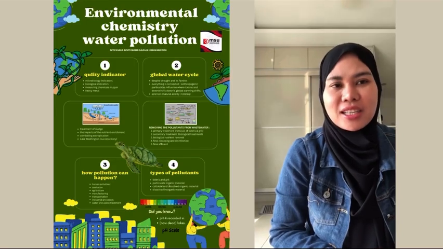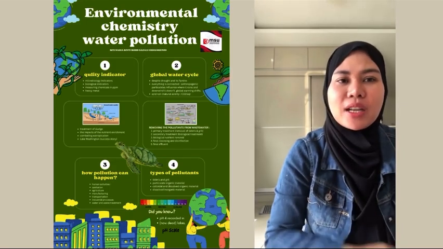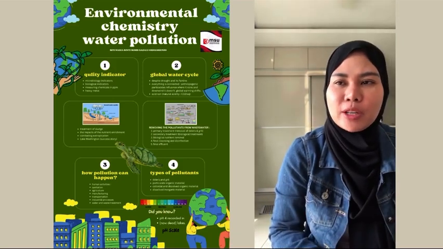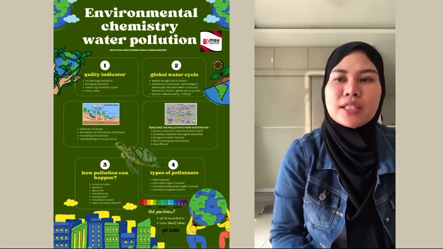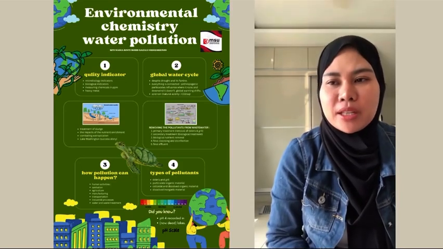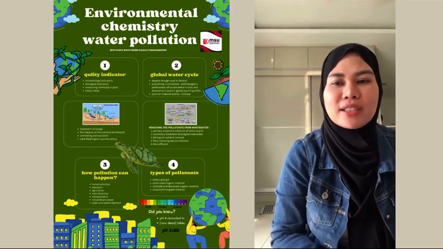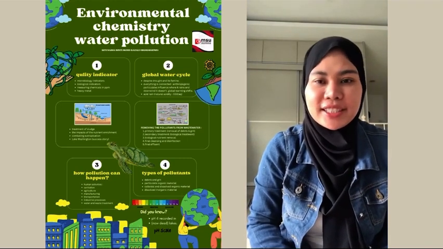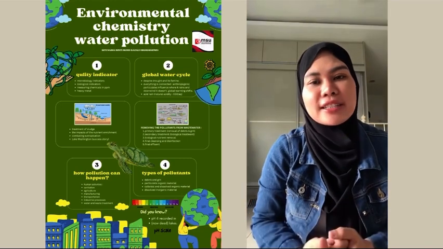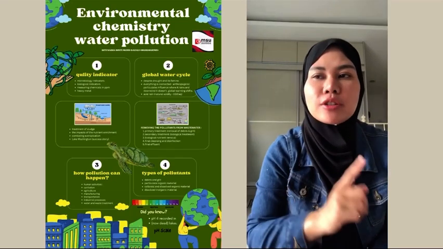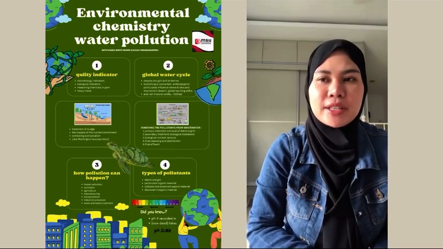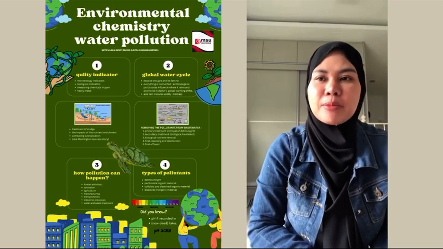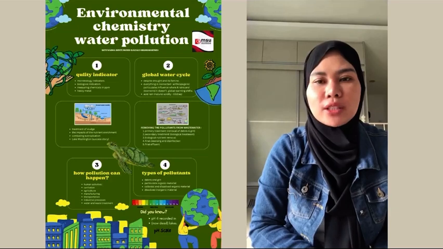As you can see here, what are the quality indicators? There are 4 quality indicators: microbiological indicators, biological indicators, measuring chemicals in ppm, and the last one is heavy metals. So now I will explain about microbiological indicators. Microscopic organisms, that means bacteria, can cause serious health problems if they are present in sufficient numbers. The samples are taken to identify their presence to avoid contamination of the water supply.